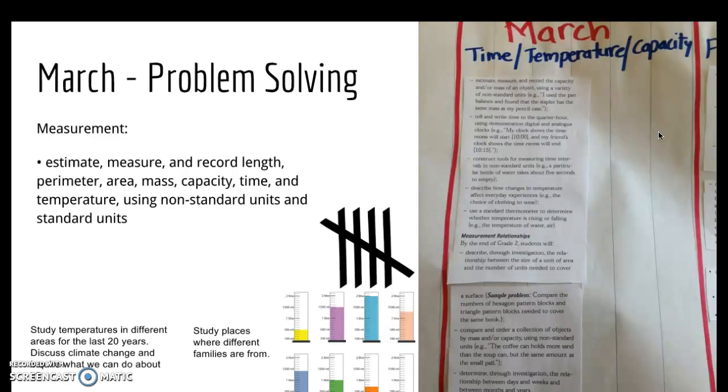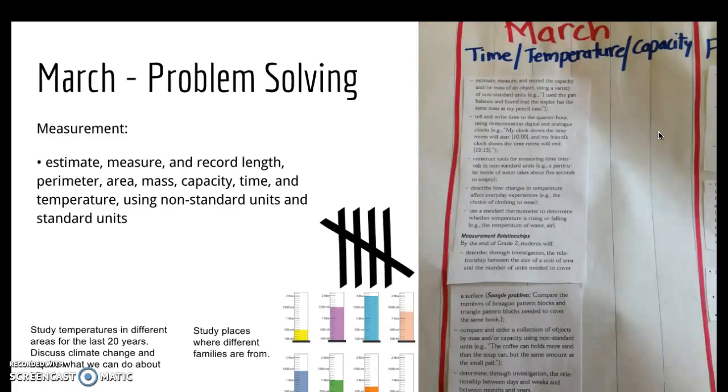And we're going to use tally charts for this, and we're actually going to use math manipulatives. That'll be one of the models, and we're going to look at measuring different capacities throughout the classroom, and just doing a big comparison as to what that looks like.